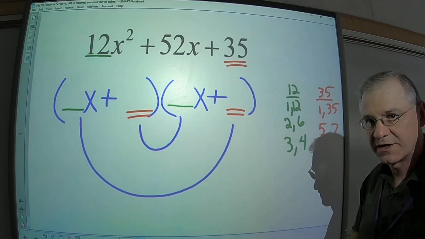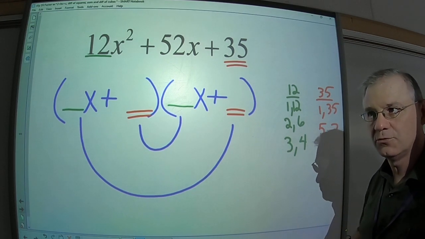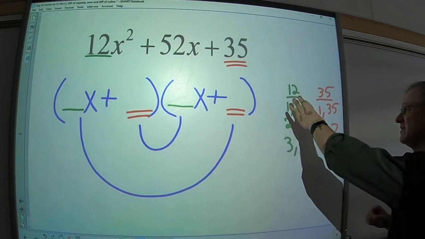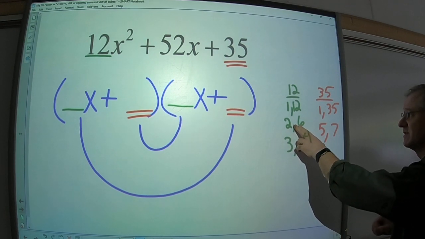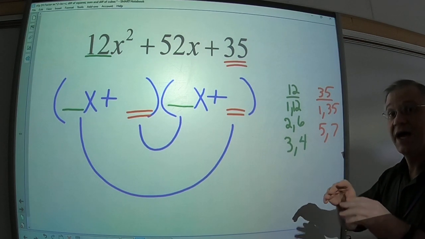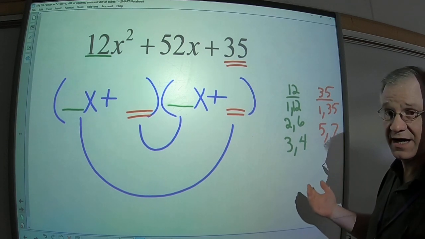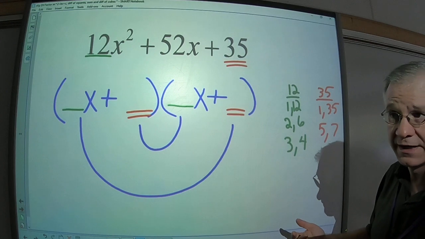If you're good with your multiplication tables and you can keep numbers in your head or write them down to help you. And here it is. And by the way, I always start with the ones that are closest together in number. Like 2 and 6 is further apart than 3 and 4. So I always start with the ones that are closest together and I work my way to the ones that are further apart. Because more times than not, the ones that are closest together are the pair you want.